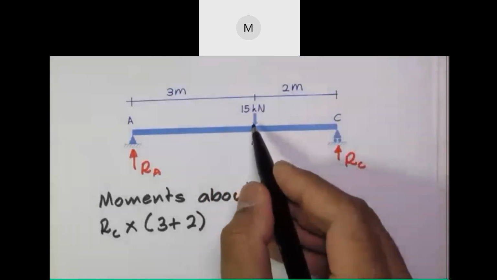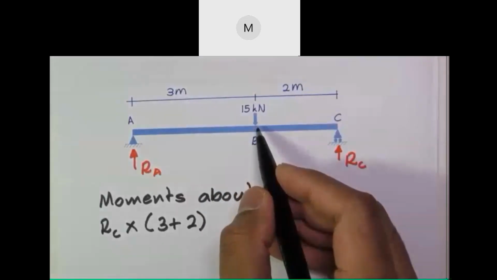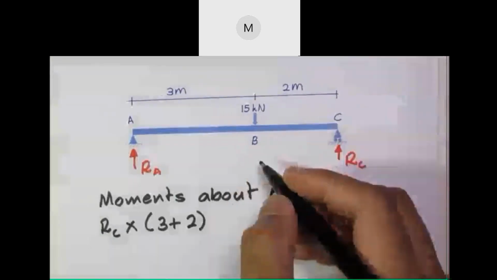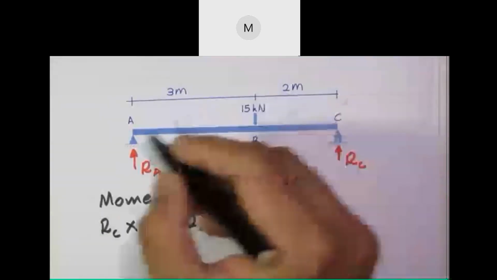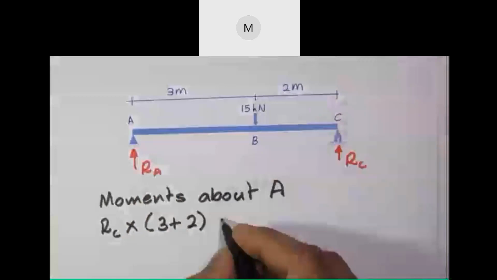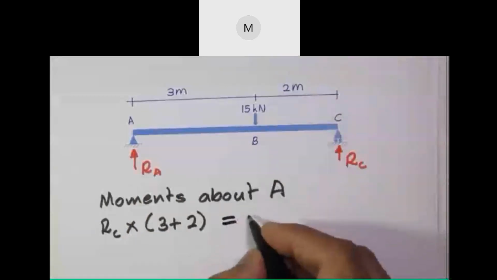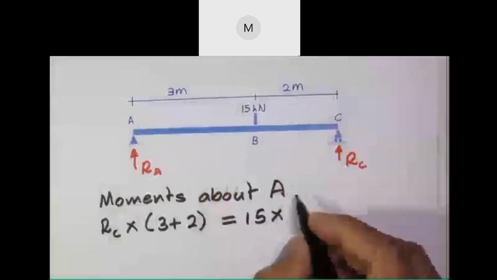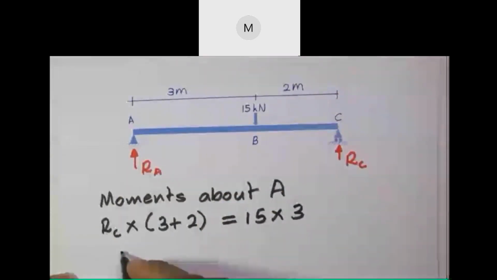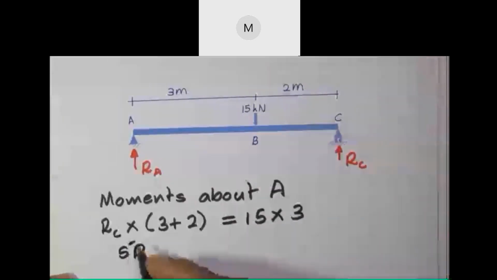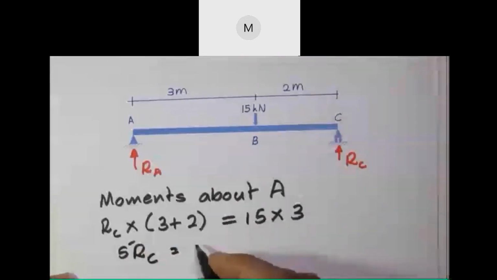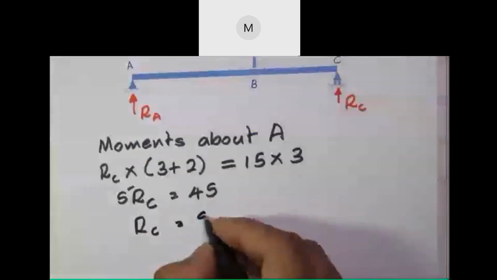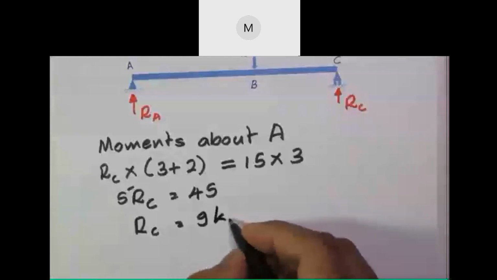And then we have this 15 kilonewton force acting at B, which is causing a clockwise moment. It would try to rotate this beam about A in this direction. So we can write this is equal to 15 times the lever arm, 3 meters. We can write 5 RC is equal to 45, and RC is equal to 9 kilonewton.